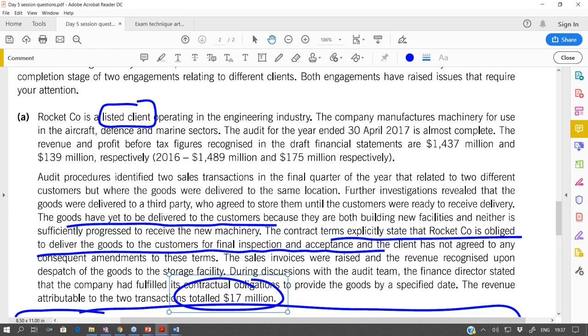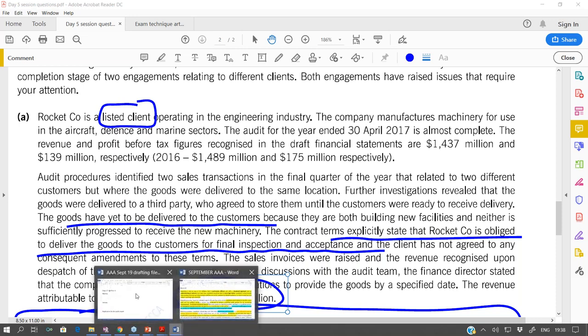So have they recognized revenue wrongly? Yes. So are we getting the $17 million? Should that be reversed? Should the $17 million be adjusted? Yes. Okay. Now try to understand something here.